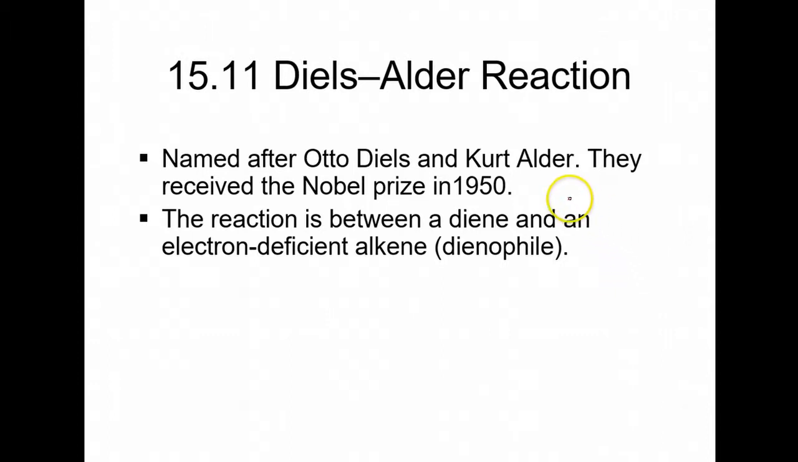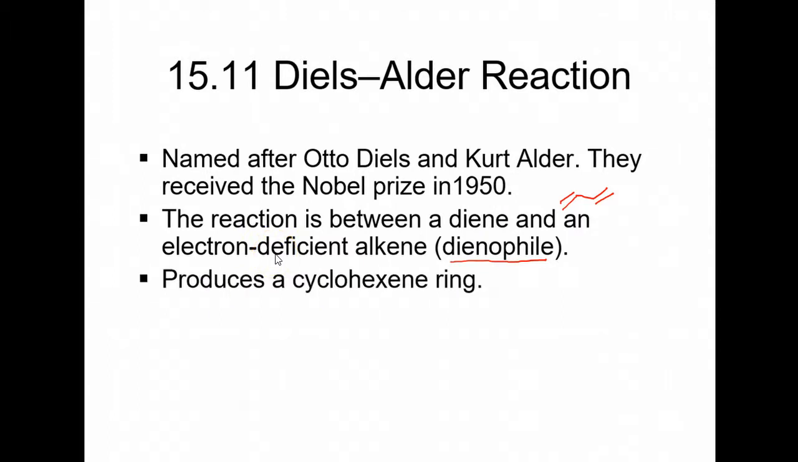But what this reaction involves is a diene, so a compound with two alkenes. Remember, a diene is something that has two double bonds, and it has to be conjugated. It's got to be a conjugated system. And a dienophile, meaning something that wants to react with a diene. This term just came about because of this reaction. And it's something that's very electron deficient. Your diene has a lot of electrons, and it wants to share them with something that does not have a lot of electrons. So those are the two things that you need in order to have a Diels-Alder reaction.